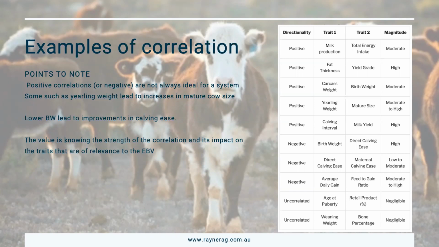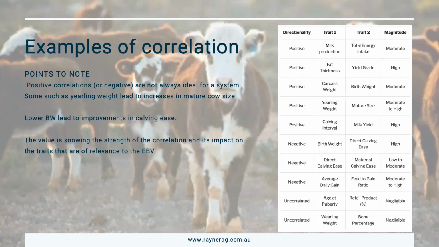And so there would be plenty of people who would say, well, that's not necessarily the effect that I want to have. I don't necessarily want to increase birth weights while I'm increasing carcass weights, but that's the effect of a correlation. And knowing what those correlations are and the effect of correlations is important within the calculation of how Breedplan uses the data that we record and submit into the system.